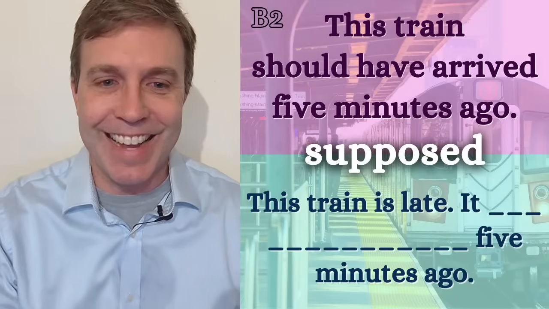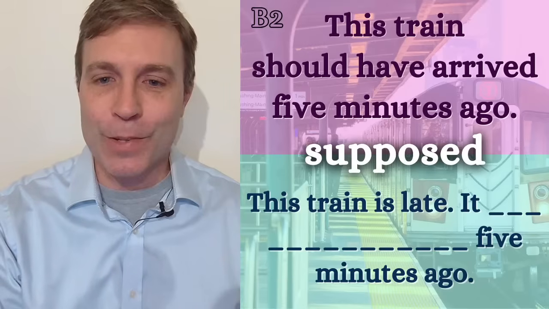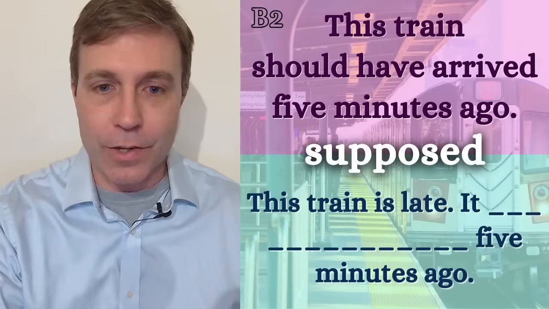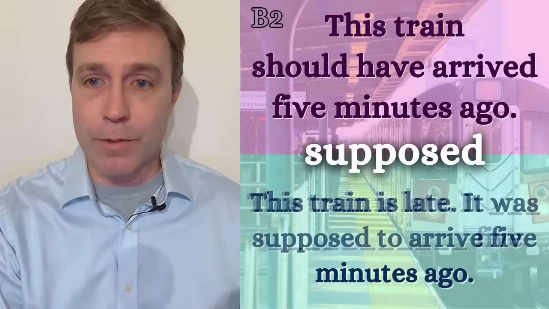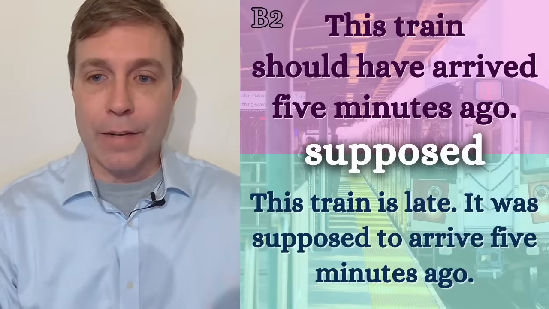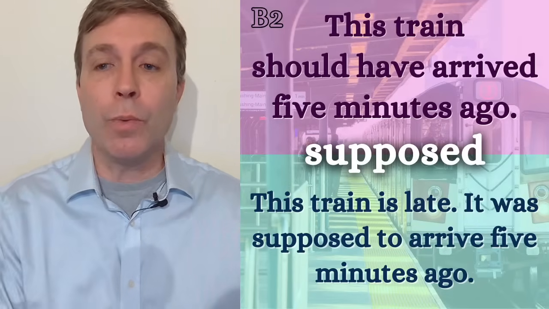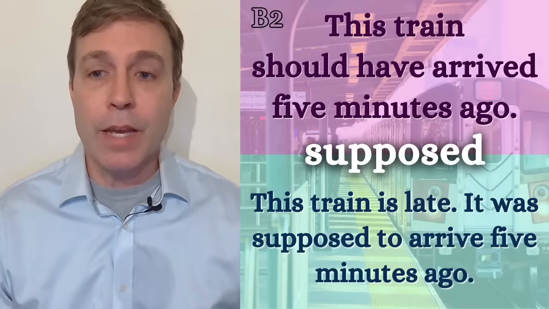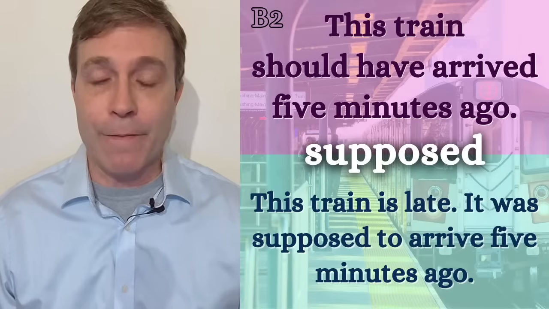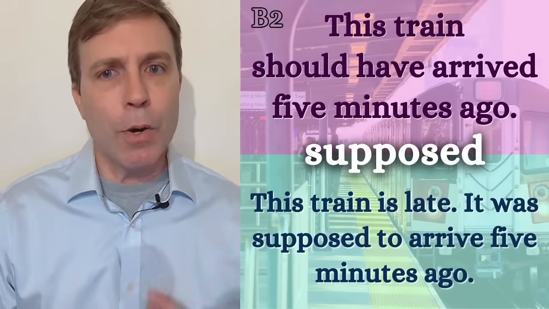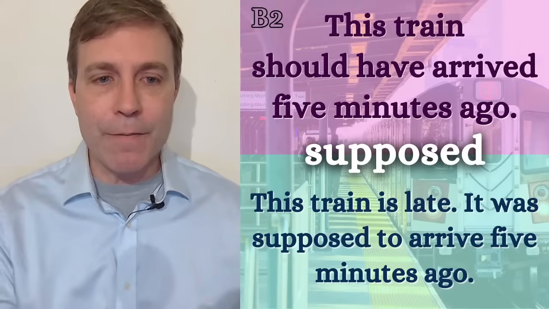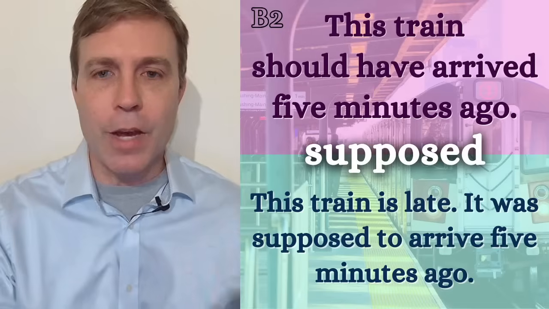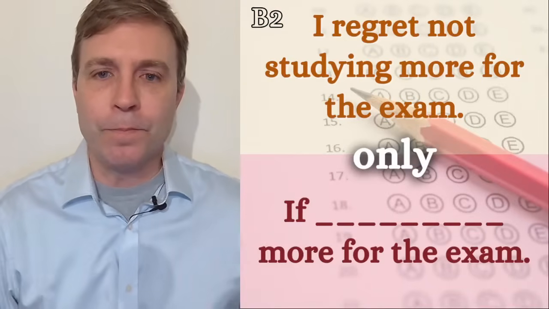Excellent, Angela, Rose. So the answer, I'll go ahead and show you because I have quite a few of these that I want to get through. This train is late. It was supposed to arrive 5 minutes ago. Supposed to do something. It was supposed to arrive 5 minutes ago. So both of these sentences have a similar meaning. Let's go ahead and look at the next one.